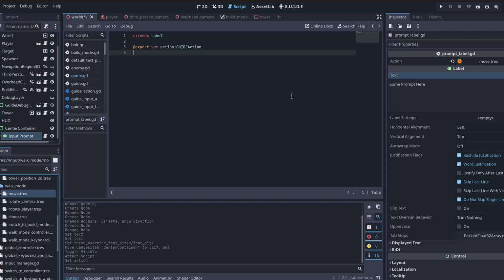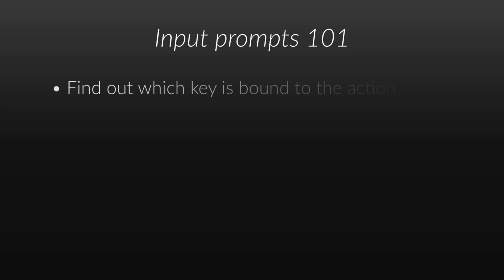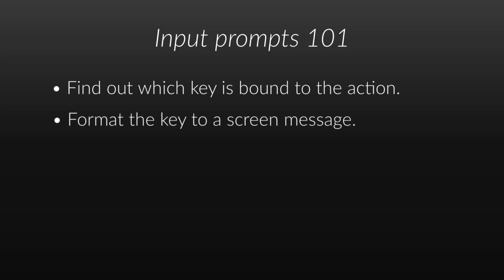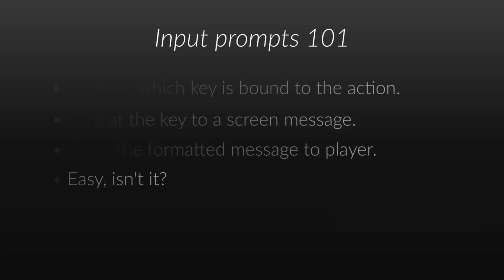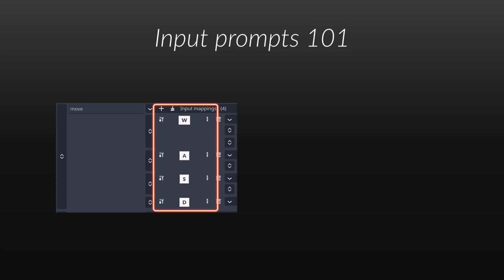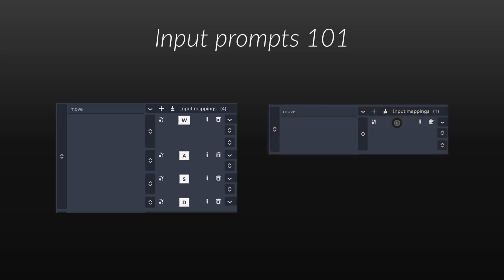So now in order to show the input prompt, we need to do three things. First, find out which key is currently bound to the action. Second, format this key into some text. Third, show the formatted text in our label. Now, that looks easy enough, but it can quickly get complicated. For example, we actually have 4 keys, WASD, bound to our move action when playing with keyboard and mouse. But when we play with a controller, we only have the left stick.